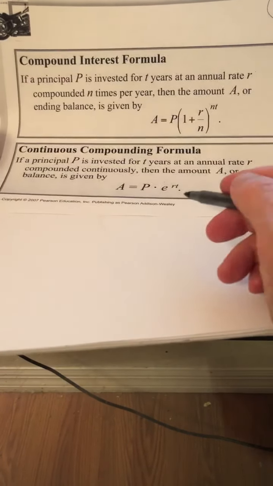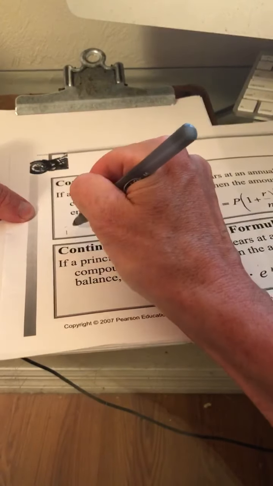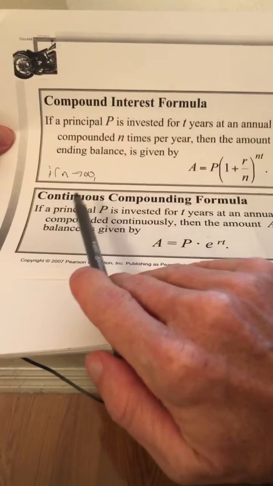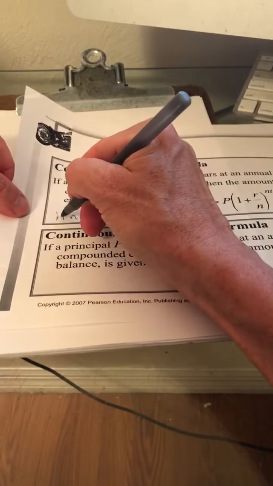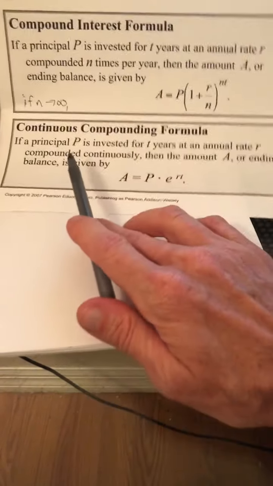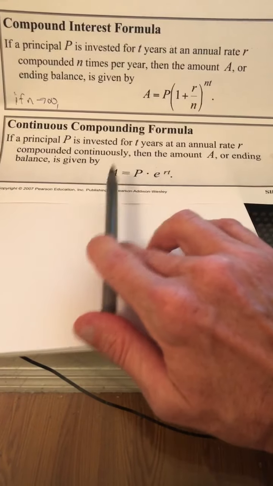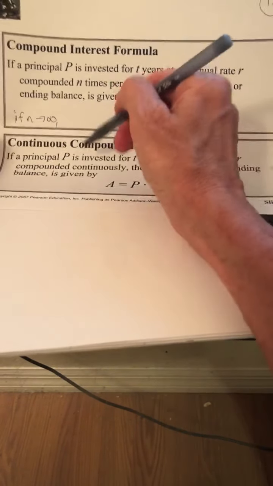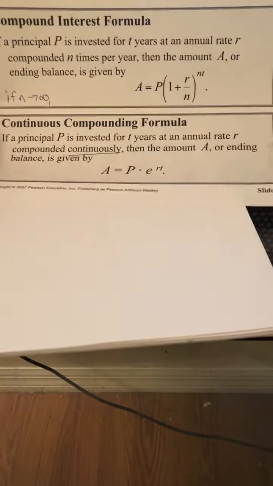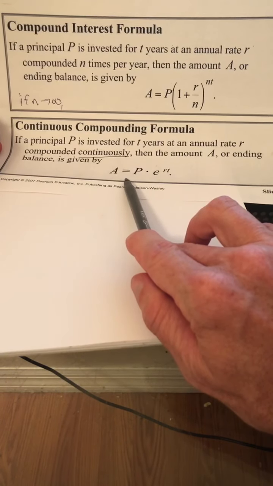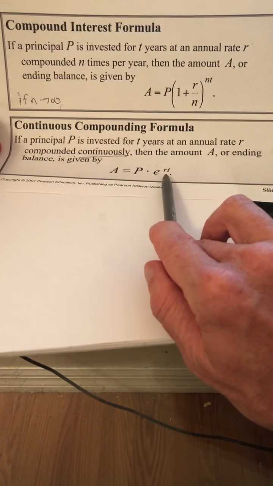So if interest is compounded at every instant, which is like taking a limit, so if N goes to infinity, then we have a new formula. We have the continuous compounding formula. If a principal P is invested for T years at an annual rate R, compounded continuously, then the amount A, or ending balance, is given by this formula. A is equal to P times e to the R times T.